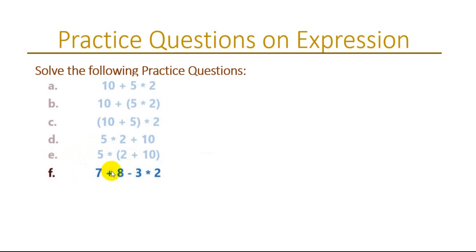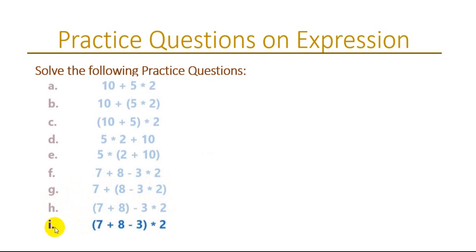The next one is another expression for you to do: 7 plus 8 minus 3 multiplied by 2. Then the next one is 7 plus, within brackets, 8 minus 3, multiplied by 2. Okay, G. H, 7 plus 8 is within brackets, then minus 3 multiplied by 2 outside the bracket. And the next one is we have put 7 plus 8 minus 3 inside the bracket and put the multiplication into 2 outside.